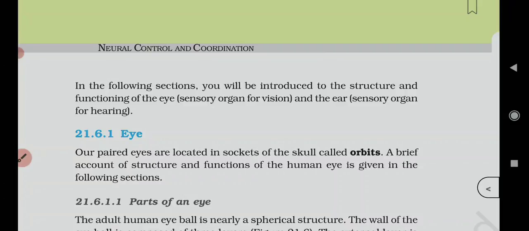There's a disease, color blindness, in which red and green cones do not function properly. So people cannot differentiate between red and green color.